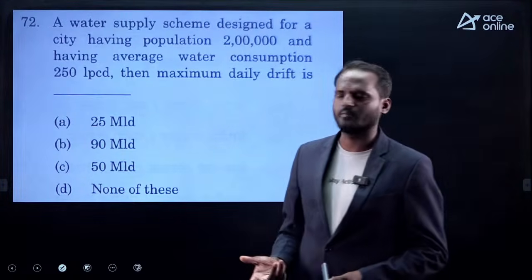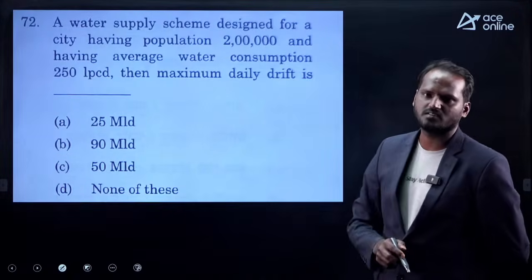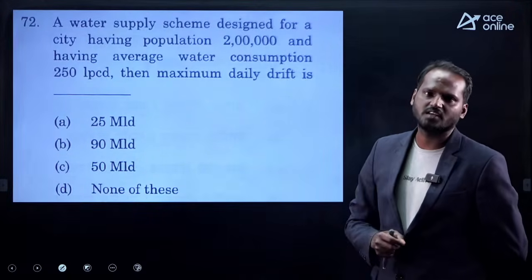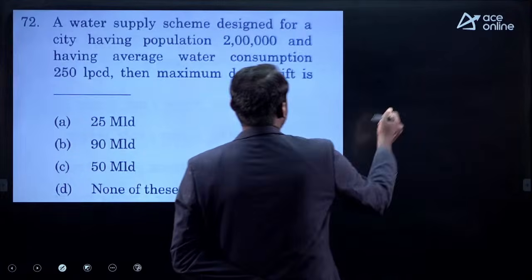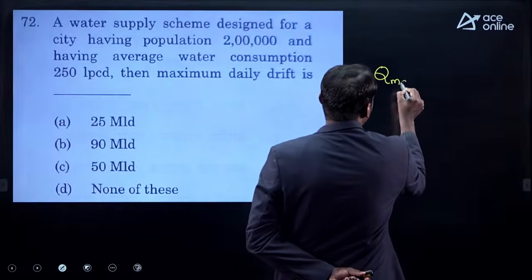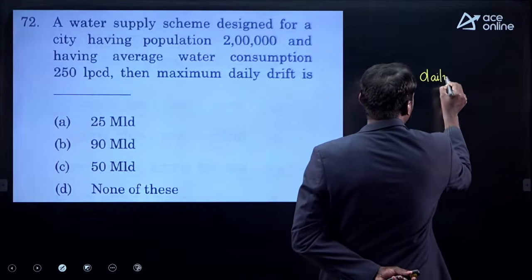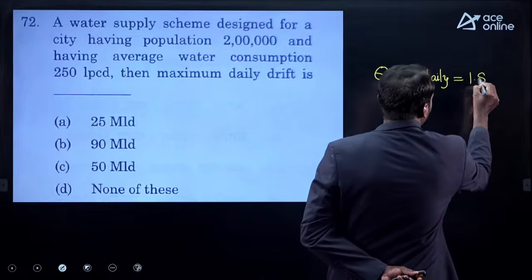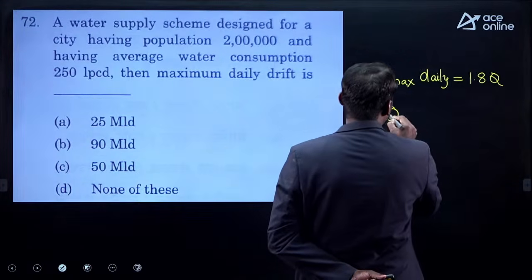consumption of 250 LPCD, then the maximum daily draft. This is a typing mistake, drift he has given, but draft, right. Okay, what is the maximum daily draft? Qmax daily will give you, what is the Qmax daily? 1.8 times of average demand, right. You know average demand Q. What is the average demand here?